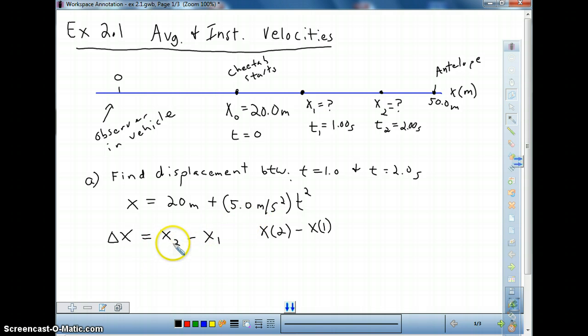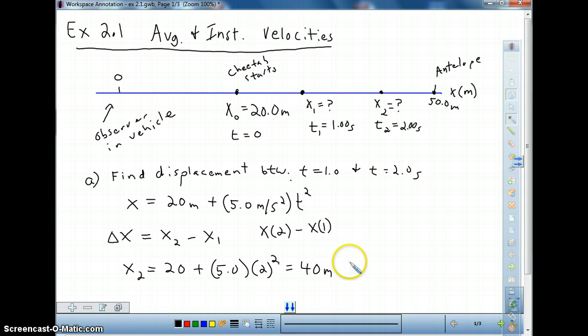So all we have to do first is take x at 2 seconds and plug in 2 everywhere in the formula we see t. So we need to find these separately. I'm going to leave the units out while I'm doing the calculations, just so you do the numbers. So we will have 20 plus 5.0 times 2 squared, 2 seconds squared. Running those numbers at t equals 2.0 seconds, this number comes out to be about 40 meters.